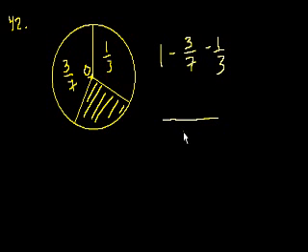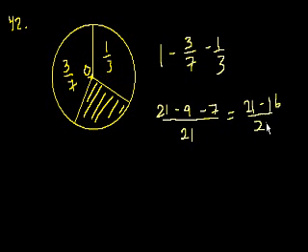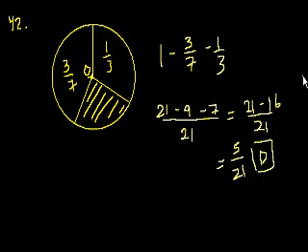Least common multiple is 21. 1 is the same thing as 21 over 21. Minus 3/7 is, 7 goes into 21 3 times, so 3 times 3 is 9, so the same thing as minus 9 over 21. And minus 1/3 is the same thing as minus 7 over 21. So this is equal to what? 21 minus 16 over 21, and that's what? 5/21, which is choice D.